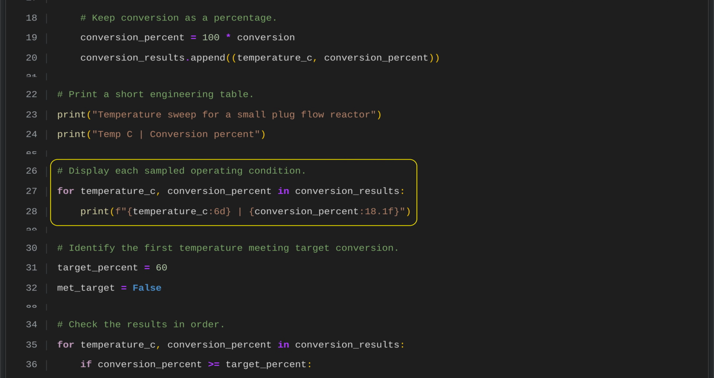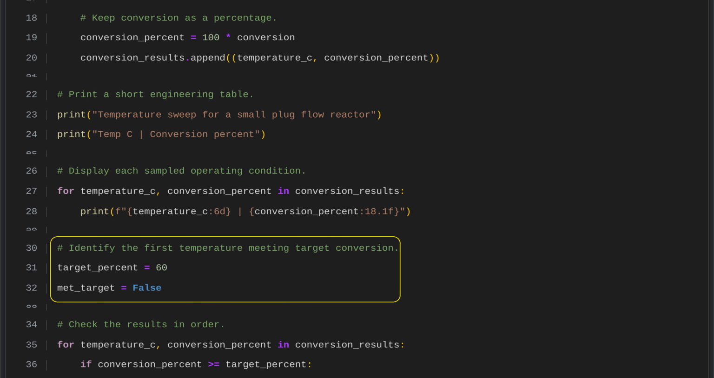The program displays each sampled operating condition by going through the temperature and conversion results. For each pair, it prints the temperature and its conversion percentage in aligned columns, with the percentage shown to 1 decimal place. This creates a clean, table-like output that makes the data easy to read and compare.